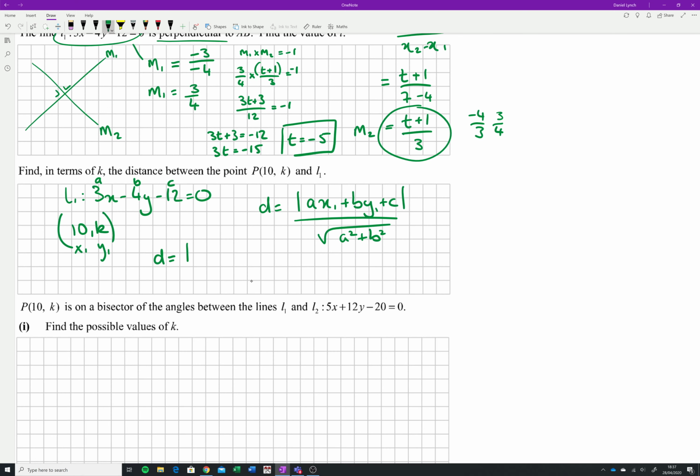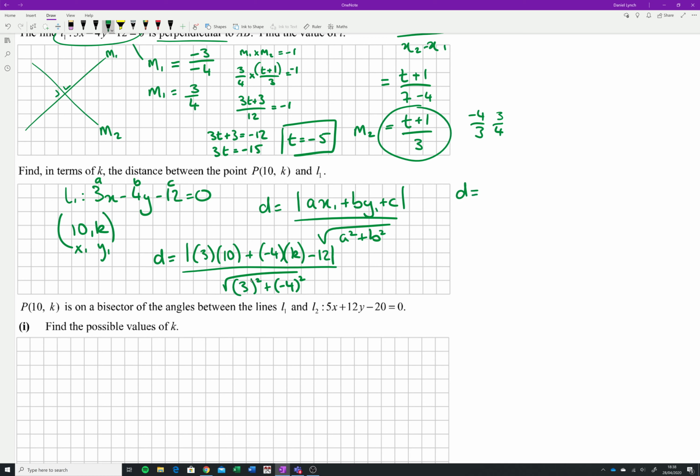So we have d is equal to the absolute value of a... Do this really slowly because it's so easy to make a mistake here. It's a times x1, so that's 3 by 10, plus b, which is minus 4, by y1, which is k, there's our k coming into the action, plus c, which is minus 12, all over the square root of a squared, that's 3 squared, plus minus 4 squared. You can just write down 4 squared, since it's going to be positive when squared, but to be technically correct, we'll write that down.